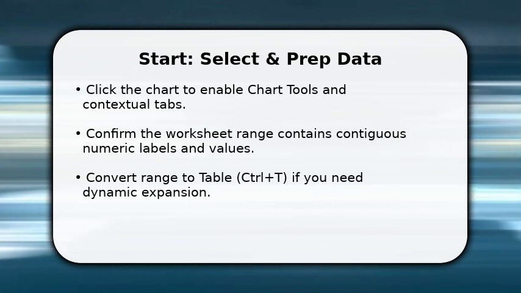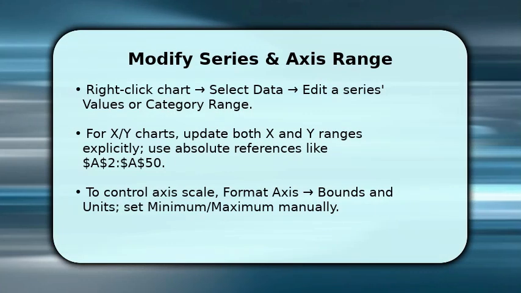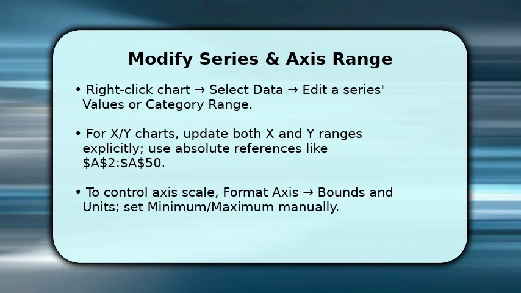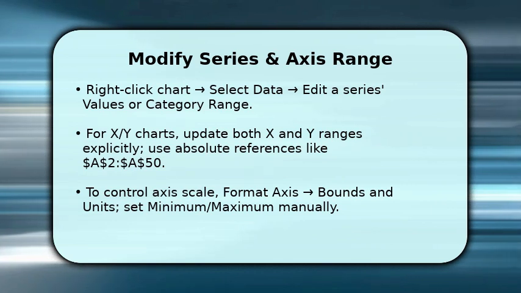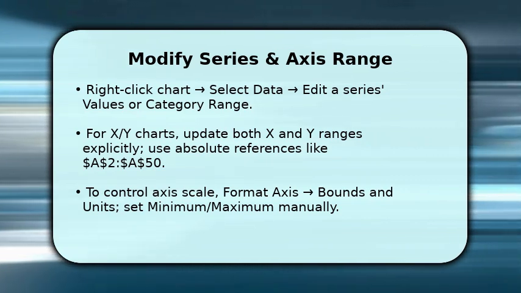Make sure the active sheet and chart type support the changes you plan to make. You now modify the series and axis ranges directly. Right-click the chart and choose Select Data, then edit the specific series to replace the values or category range with the new cell addresses. For scatter or X/Y charts, remember to update both X and Y ranges with absolute references like $1.02, $1.50 so they don't shift.